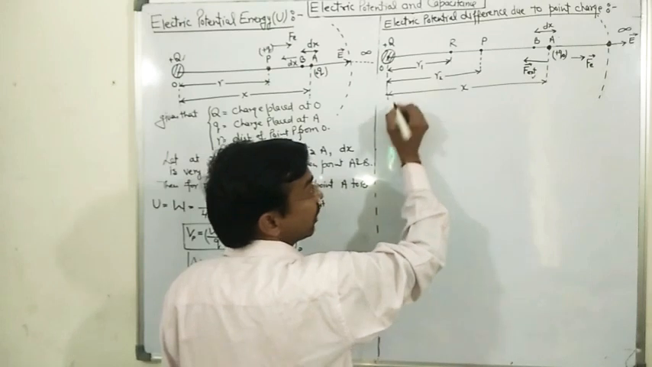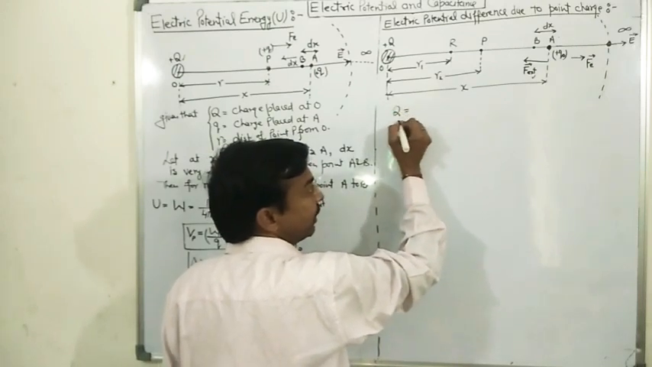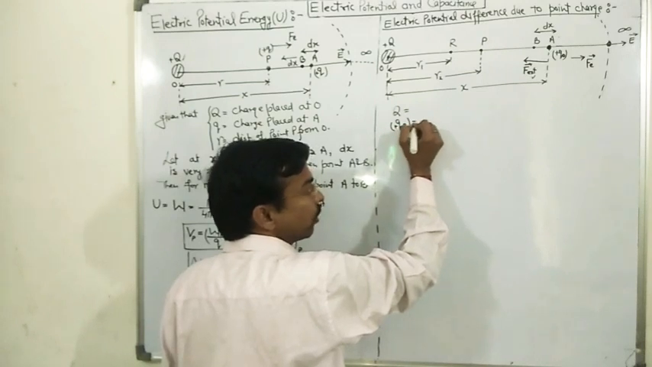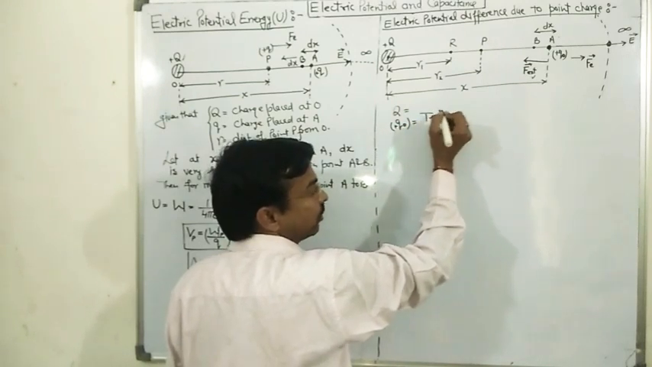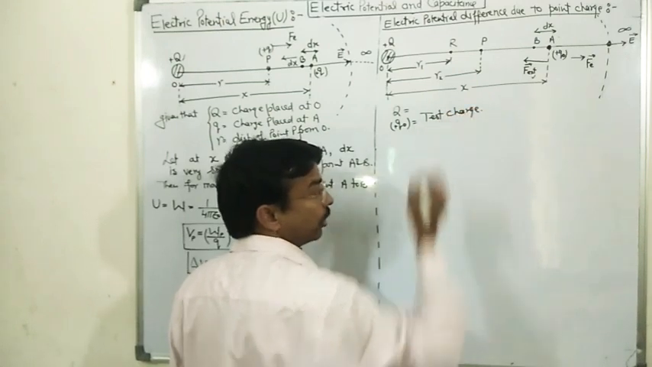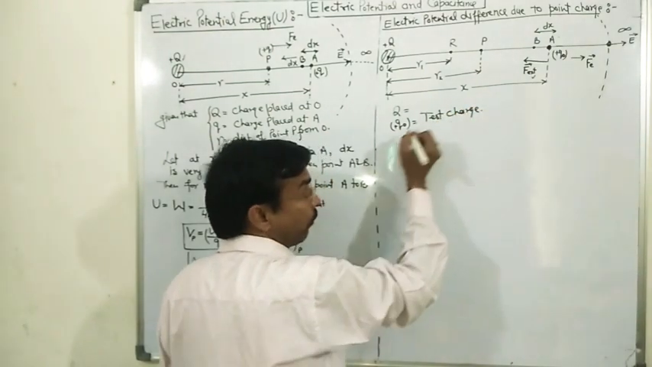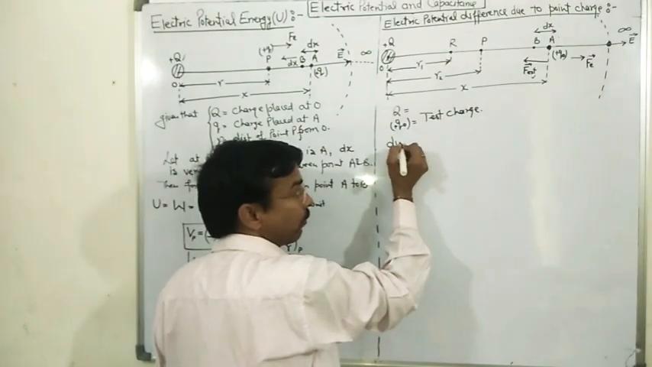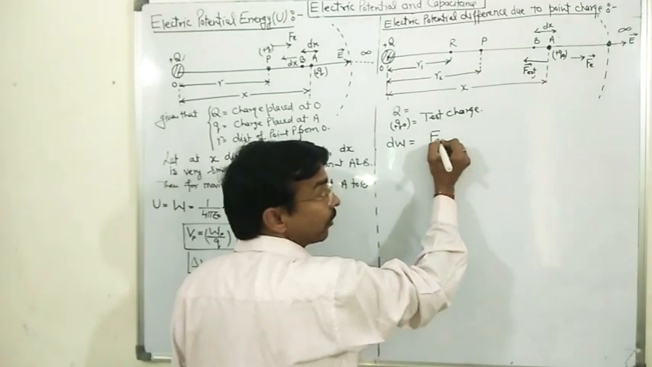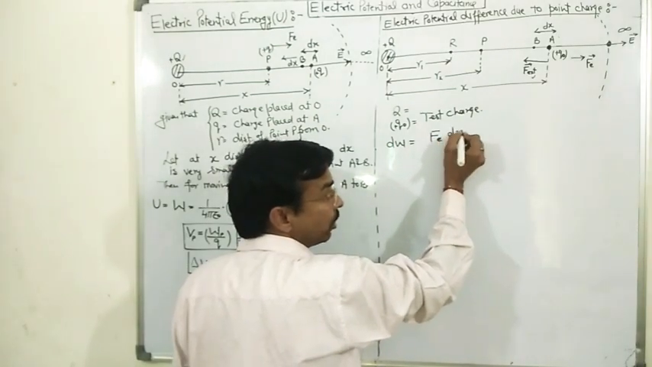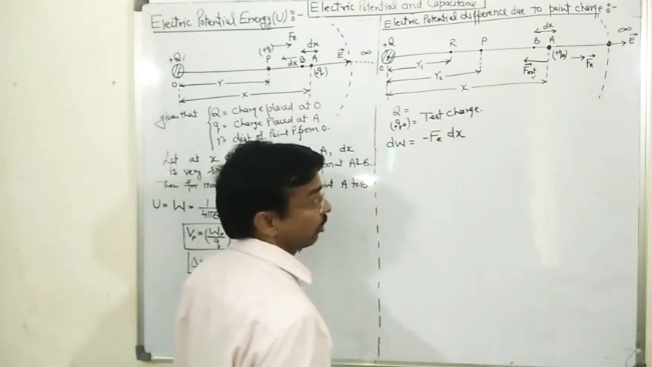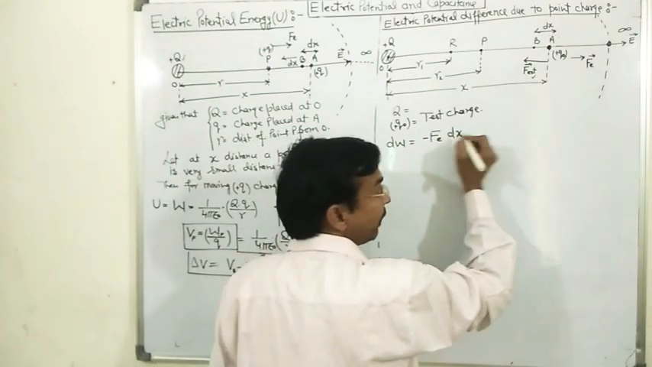Suppose capital Q is the source charge. In place of the small q, I am choosing a test charge, a unit positive test charge. Now I want to calculate a small work done dW, which is again given as the electrostatic force F into dx with a negative sign, as was derived in the previous part of the derivation. So you can find the result.